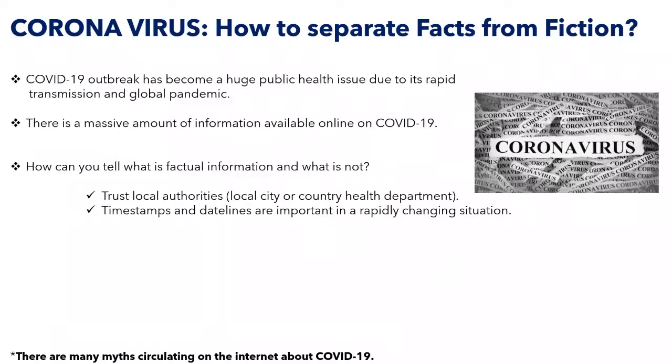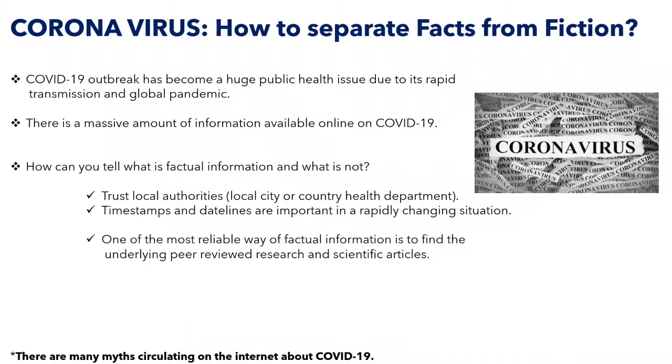Timestamps and deadlines are also important in a rapidly changing situation. Check that the information is recently published. For scientists, one of the most reliable ways of finding factual information is also to find the underlying peer-reviewed research and scientific articles on COVID-19.